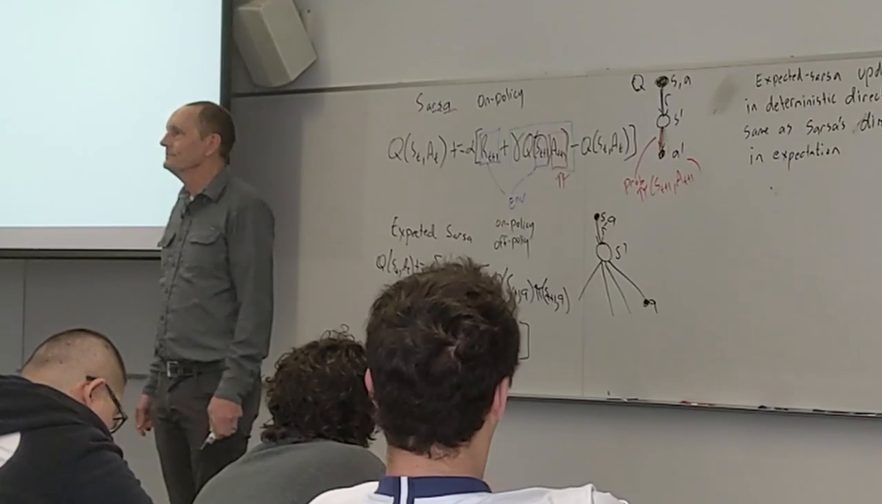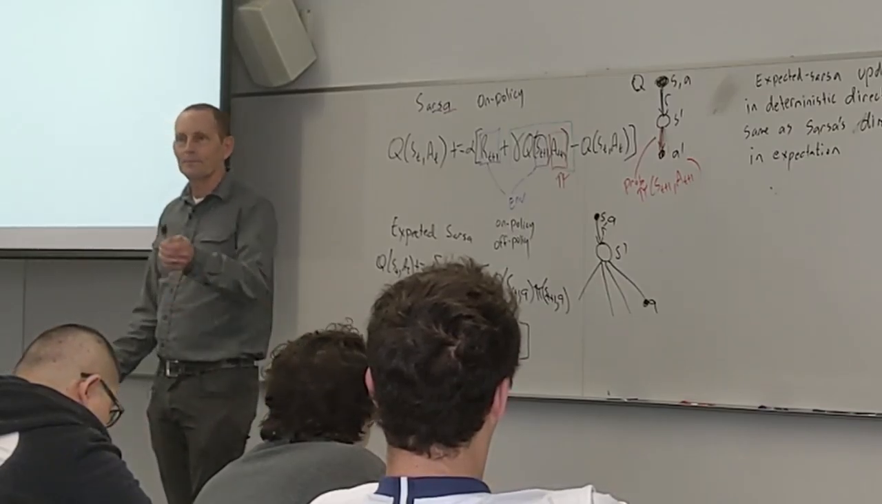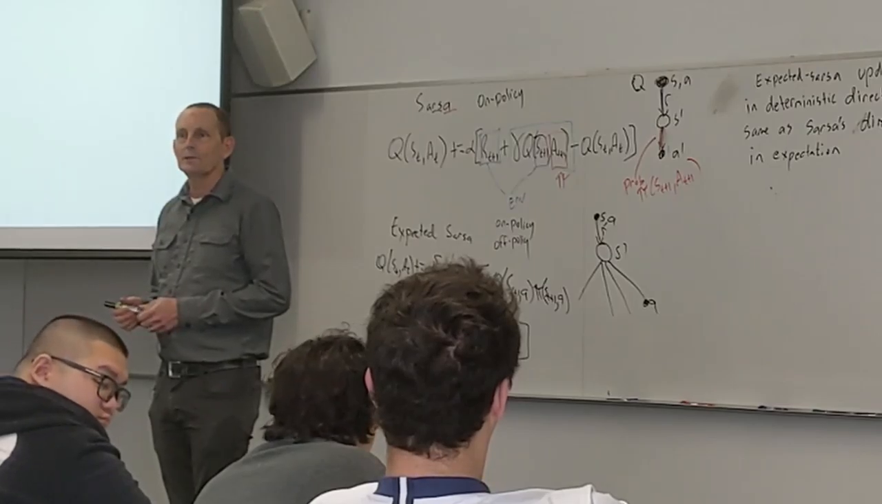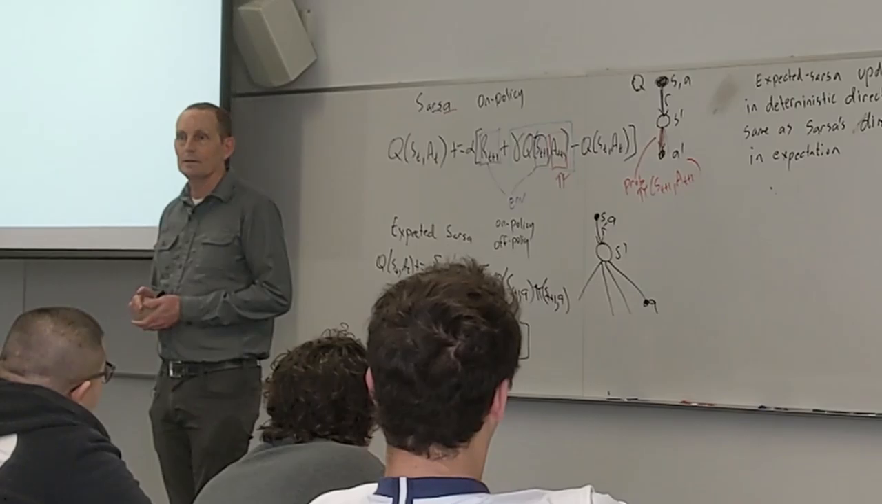When we did dynamic programming, we removed that expectation. We didn't have that expectation there. We went ahead and did the weighted average, only because we had the model. But we don't have it here, so yeah, we still got this randomness. Can't get rid of it.